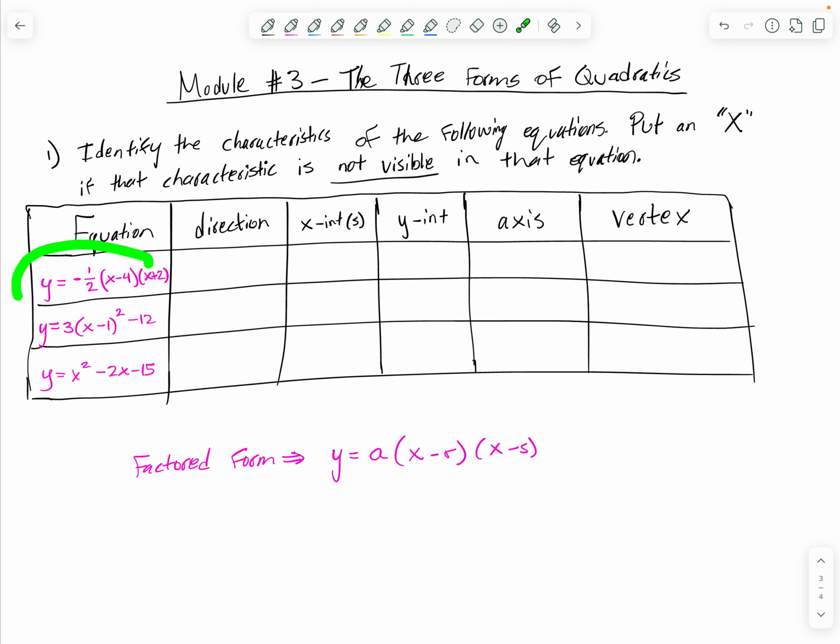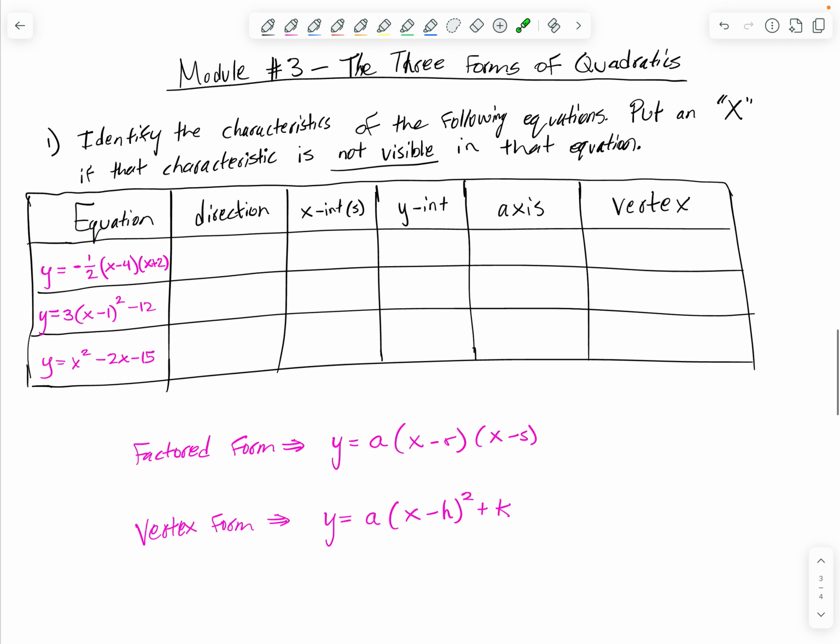So this is the factored form. This form right here is called vertex form because it looks like this. Vertex form generally looks like y equals a(x minus h) squared plus k. And you can see here, a is 3, h is 1, and k is -12.